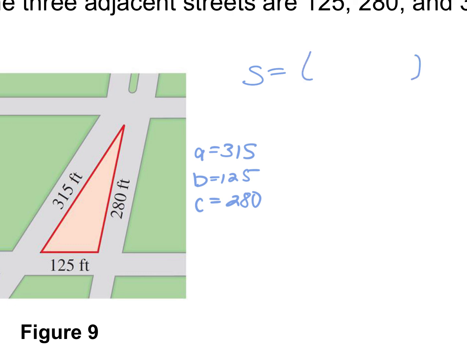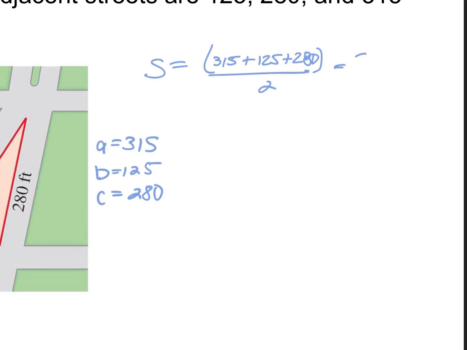So you're going to take all three of those numbers, 315 plus 125 plus 280, add them up, and divide by 2. So you can do it two ways. You can do it all in your calculator using parentheses, or you can find the numerator, which is 720, and then hit divided by 2 and get that your S value is 360. You're literally adding up the three sides, hit enter, divide by 2, or put the whole numerator in parentheses.